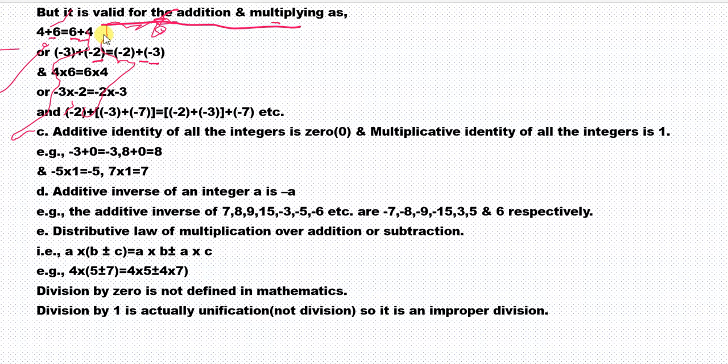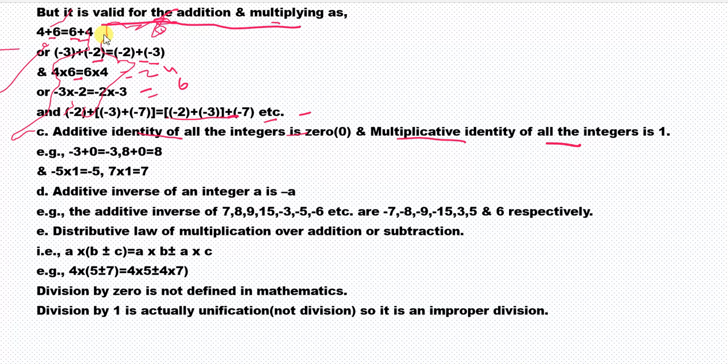Similarly, in multiplying, 4 into 6 is equal to 6 into 4, which is 24. Similarly, minus 3 into minus 2 is 6, and minus 2 into minus 3 is also equal to 6. This is also valid. You can check it, it is for you. Additive identity of all the integers is 0.